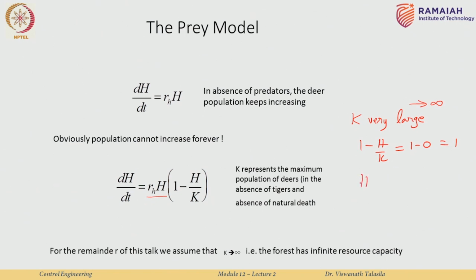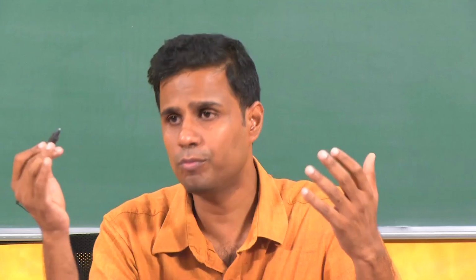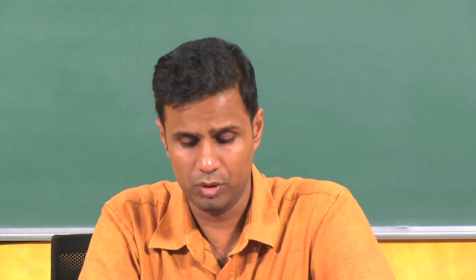In general, H will be much less than k, because the forest cannot really support such a large population of deers, there is not enough food basically. And as long as H is less than k, this expression over here is less than 1. And so that basically means that I do have a constraint on the total number of population of deers which my jungle can support.